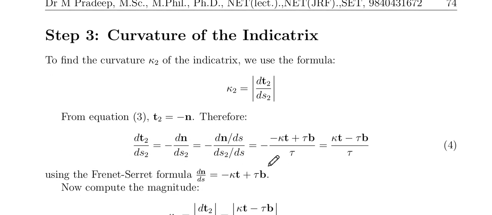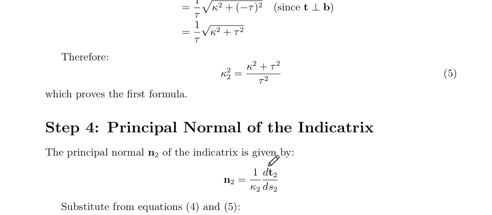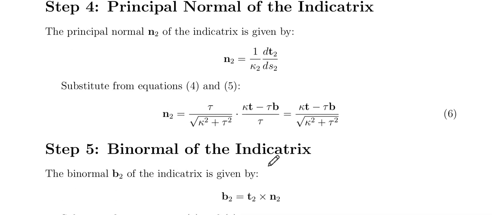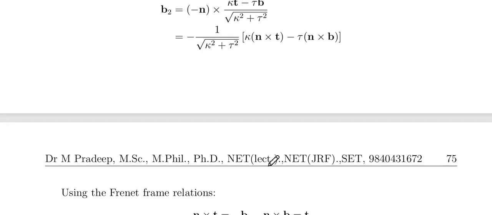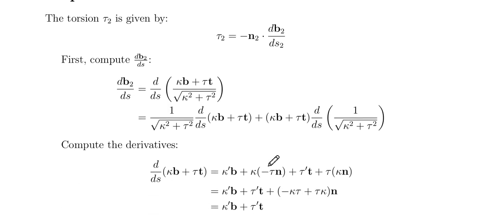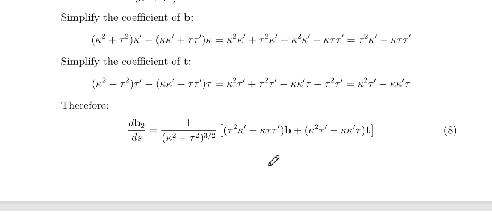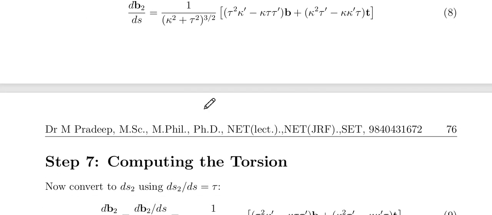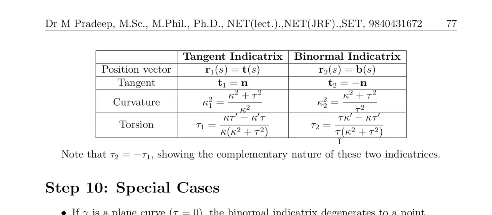The curvature of the indicatrix is dt2 by ds. t2 is the tangent, and the principal normal to the indicatrix is 1 by kappa 2 dt2 by ds. The binormal of the indicatrix is b2 equal to t2 cross n2. So the torsion, Wronskian, all these we can find out using the formula. This is very important: the position vector r1 of s equal to t of s.